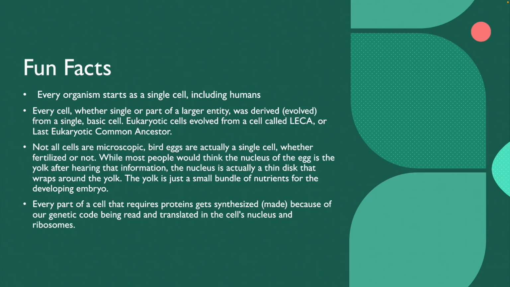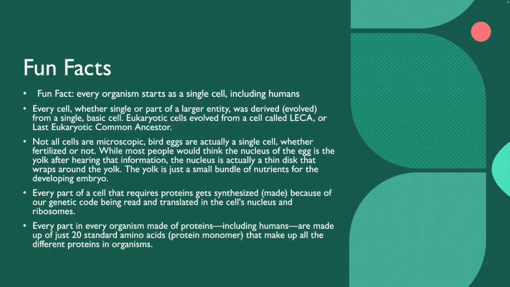Anyway, something cool about our genetic code, DNA, is that it is the reason why parts of cells are formed. DNA gets read and translated in the cell's nucleus and ribosomes to synthesize proteins. Also, every part in every organism made up of proteins is composed of just 20 standard amino acids that make up all the different proteins in organisms. Yes, everything from many parts of your organs, to your fingernails, to your literal hair color and eye color are made up of just 20 standard amino acids. Now that is pretty cool.